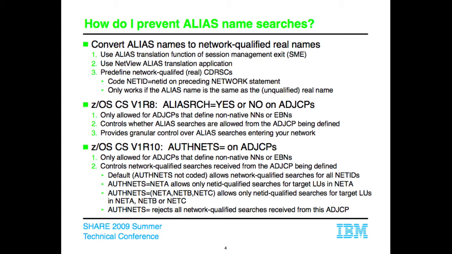The third way to do this is with predefined cross-domain resources, or CDRCs. If you predefine cross-domain resources, you can predefine them with a net ID. And when VTAM adds these to the SRT table, we always add them by their real net ID as well as by the local net ID in case he's cross-network.